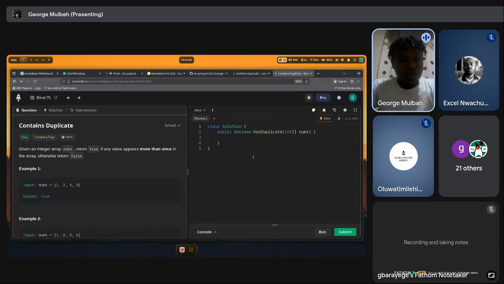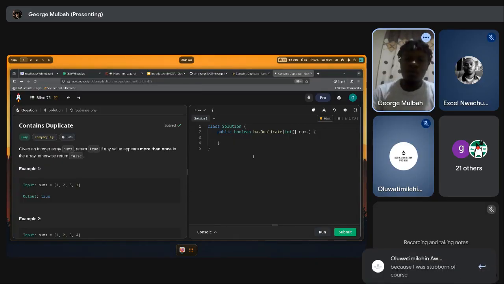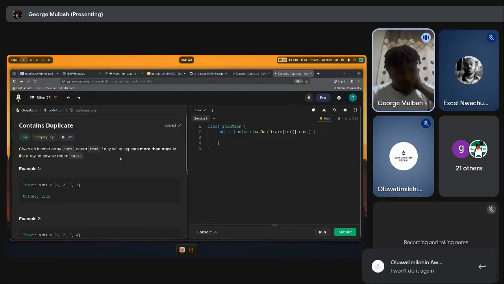So, continue. This is the first area to start if you want to learn about how arrays work. In this question, it says you are given an integer array, return true if any value appears more than once in the array, otherwise return false. So you are given this array of integers.